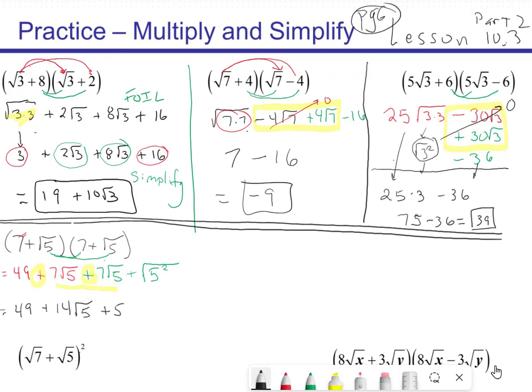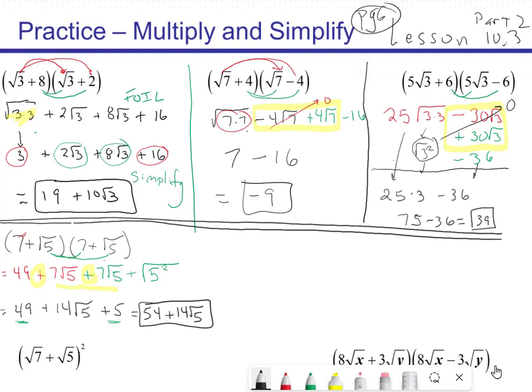Now, one more good thing on that is I have a whole number 5, whole number 49. I can combine like terms. So those two whole numbers will add up, and I will get 49 plus 5 is 54 plus 14 square root of 5. That is my simplified answer.